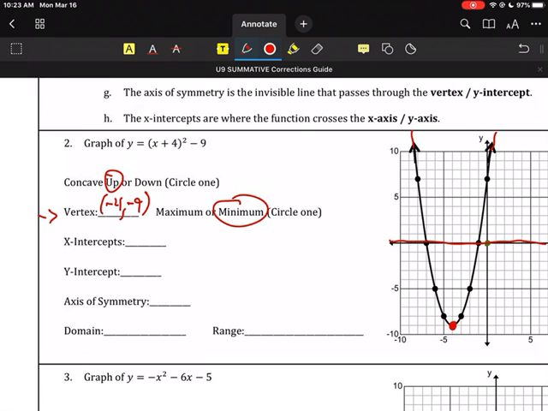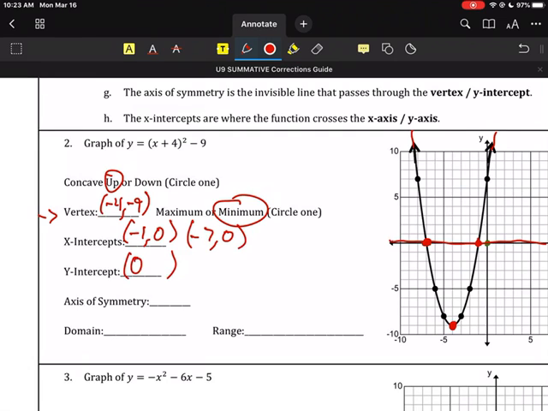Now x-intercepts. Remember, it crosses. Where does it cross the x line? It crosses here and here, which is at (-1, 0) and (-7, 0). Remember, the x goes first. And 0 is in the y spot because we're not going up or down.